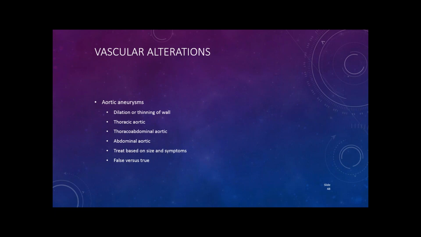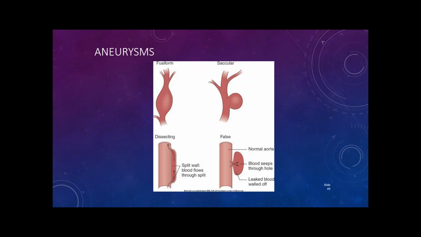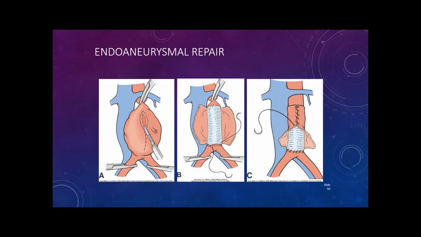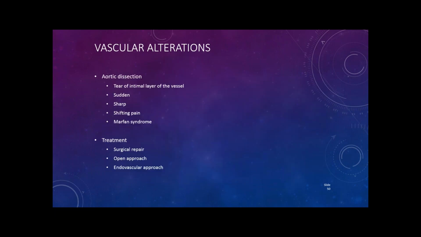Some vascular alterations you need to refresh your memory on are aortic aneurysms, such as dilation, thoracic, abdominal, how to treat it, and what's the difference between a false versus a true. And then these are the different kinds, and this would be a graft repair. So I need you to refresh your memory on that.